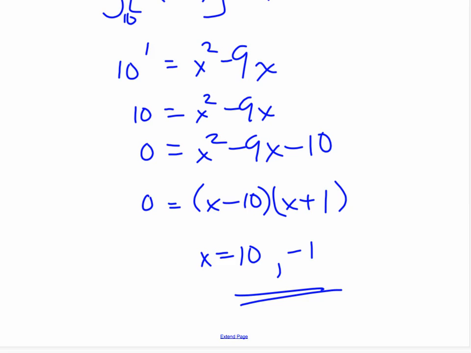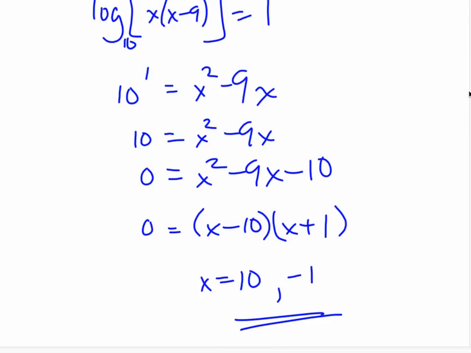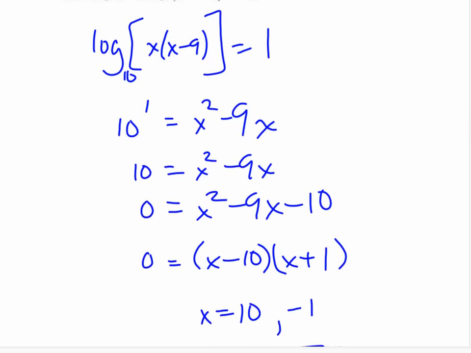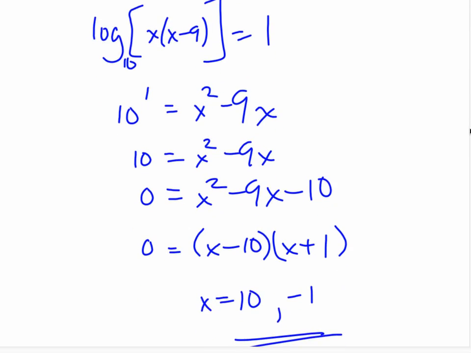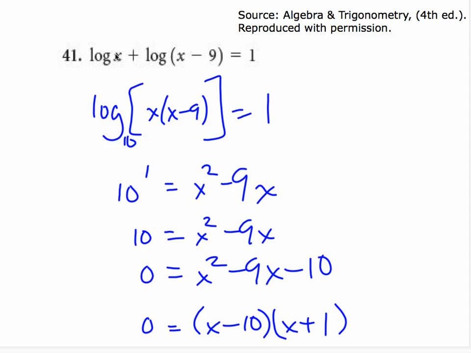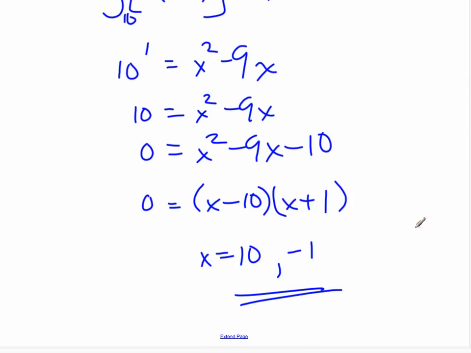So those would be my two answers, but remember I have to go back and check in the original question and make sure I'm not taking the log of a negative number. If I put a 10 in, log of 10, that's good. 10 minus 9, that's positive 1, that one's okay. But if I put a minus 1 in right here, or a minus 1 right there, I end up taking the log of a negative number, and we said that that's not allowed. So this answer can't be.